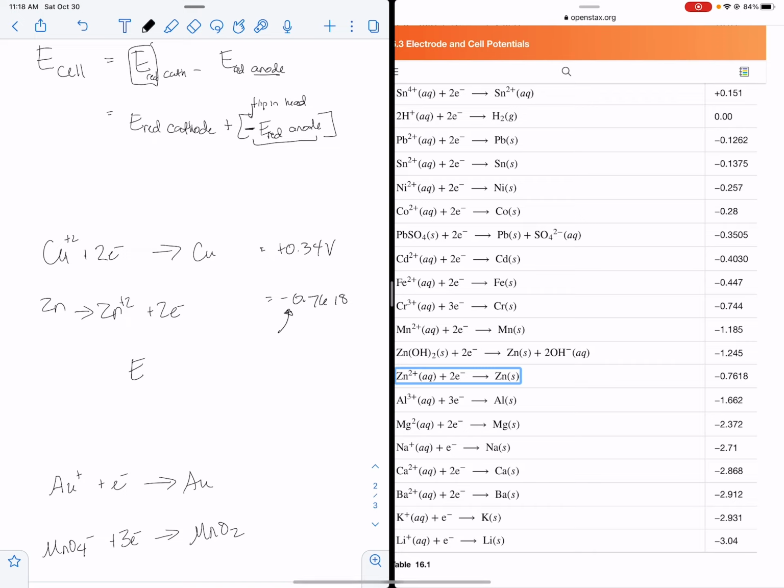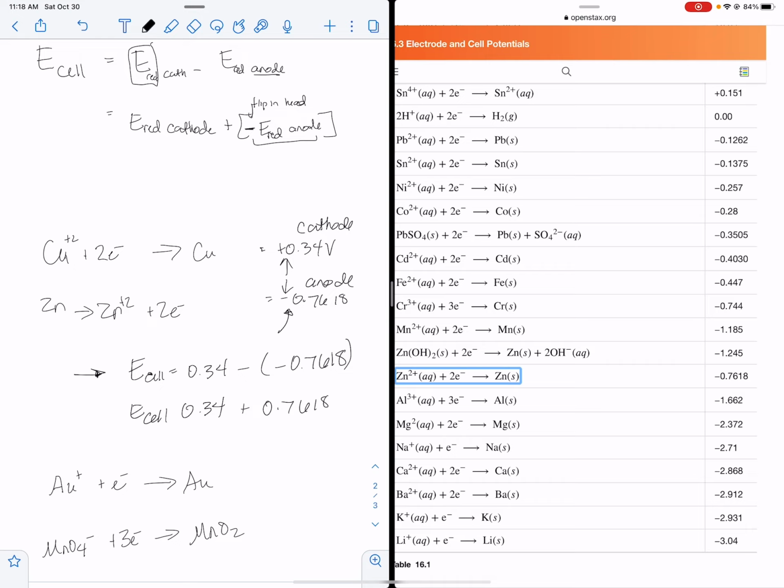So E of the cathode, or E of the cell, is equal to, this is going to be our cathode because it was higher, and this is our anode because it was lower. So it's going to be 0.34 minus negative 0.7618. Or in your head, if you want to say, no, I'm just going to flip it, you can just say 0.34, but you have to use the other equation where you're just adding them. So if you're flipping the sign and then you're adding these two values together, you're just saying this. You'll notice that both ways get you the same equation.